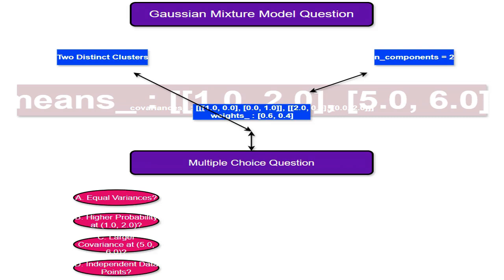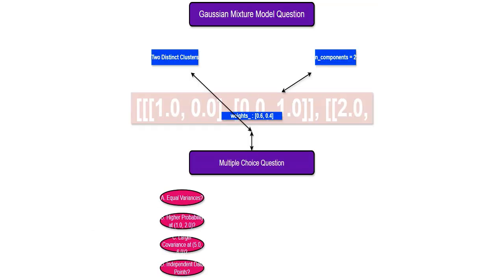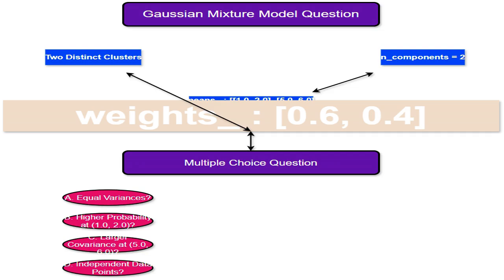These are the center points of my two bell curves. The first is located at coordinates 1, 2, and the second at 5, 6. Imagine them as the peaks of my bell curves. These numbers describe how spread out each bell curve is. The first curve is less spread out and the second is more spread out. Notice that the off-diagonal elements are 0, meaning the x and y directions of the spread are independent. These tell me the relative likelihood of a data point belonging to each bell curve. The first bell curve is 60% likely and the second is 40% likely.